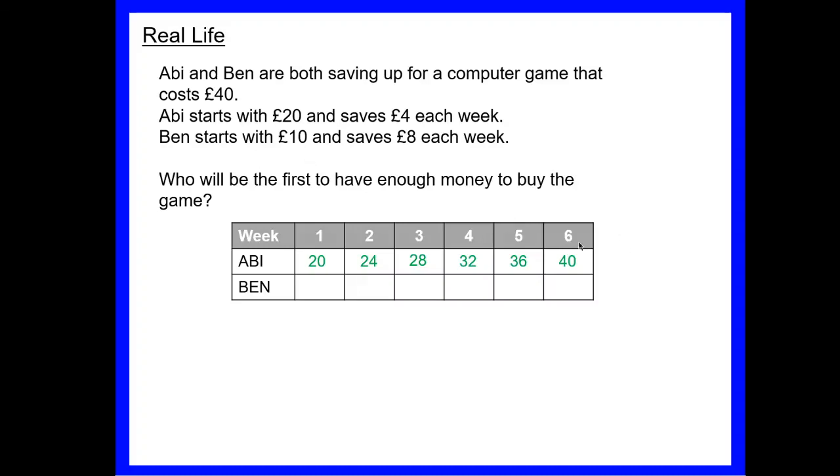Ben starts with £10 and saves £8 each week. So we've started off with Ben at £10 and he's got £8 each week. Again, up to 40 because he wanted £40. So we can see that Abby, it will take her 6 weeks to get the £40, whereas Ben will take 5 weeks to get £40. So to answer our question, who will be the first? Ben will have the £40 first.